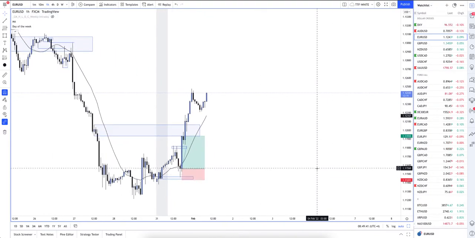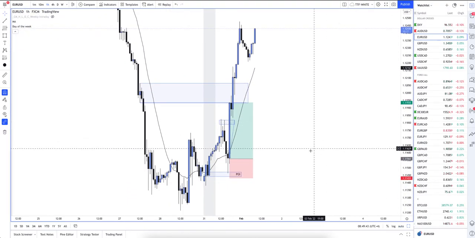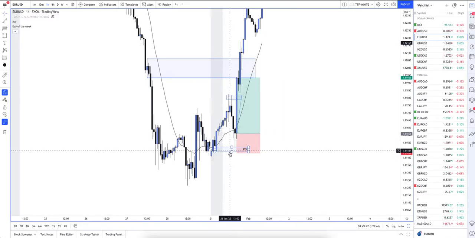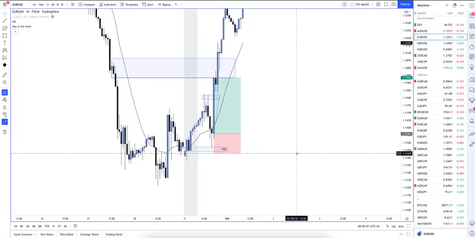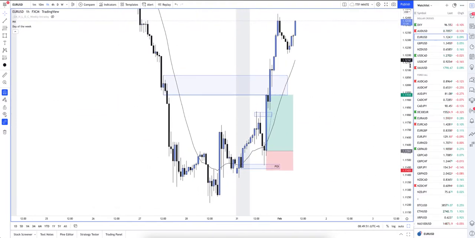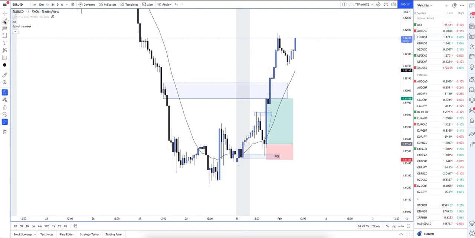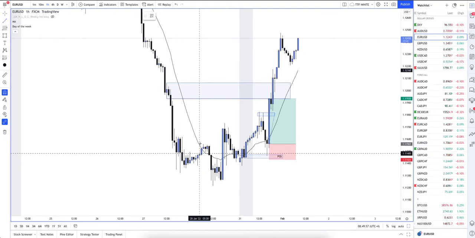So why did I place this position? Now you can see my point of interest here, and you can see that this is also potentially refined on the 10-minute time frame. So first of all, why was I looking for this? It's quite simple when you have a look back.